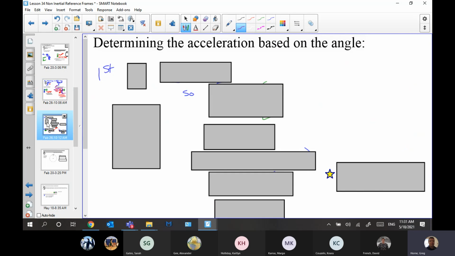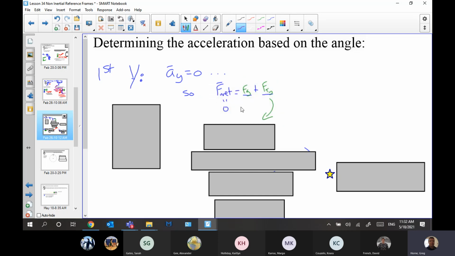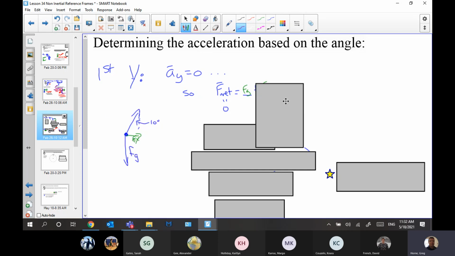So we can actually determine the acceleration. This is sort of review at this point, except we haven't done a question like this, but it's the same as what we've done in the past. In the y direction, the acceleration is 0, so the net force is 0. So in the y direction, we've got a gravity force and the vertical component of the tension force.